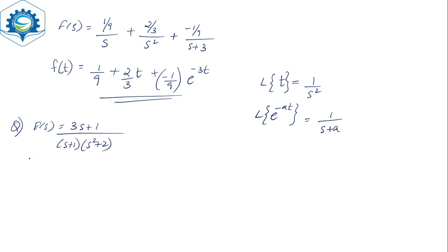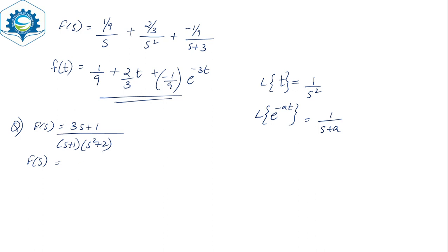Now, over here again you need to take the partial fraction expansion. Here you can see that there is no common square, s plus 1 whole square or s square plus 2 whole square. It's not a whole square term. You are having two different types of polynomials. So, how do you take the partial fraction expansion?